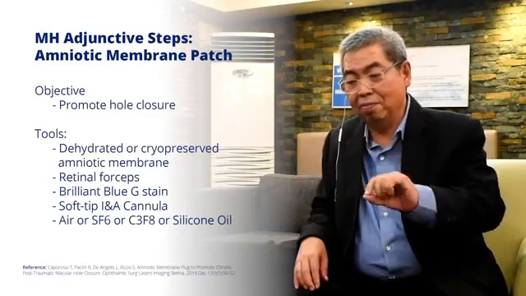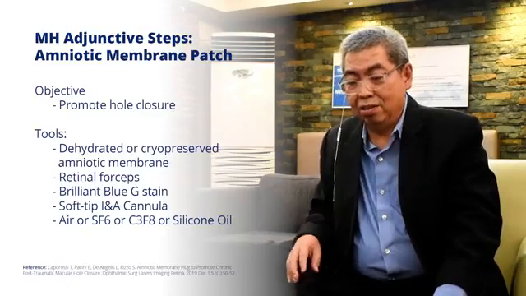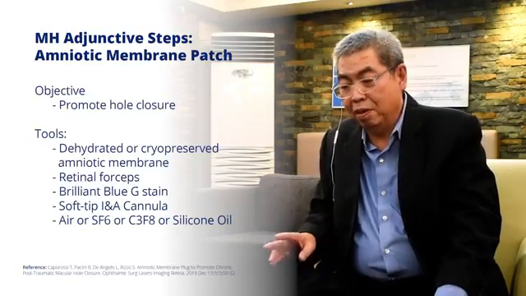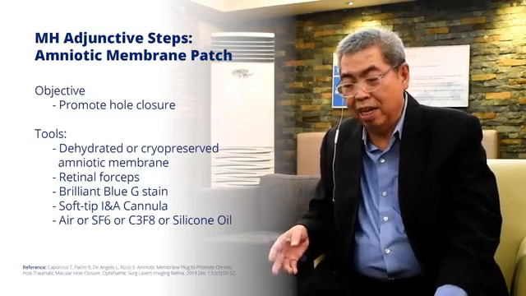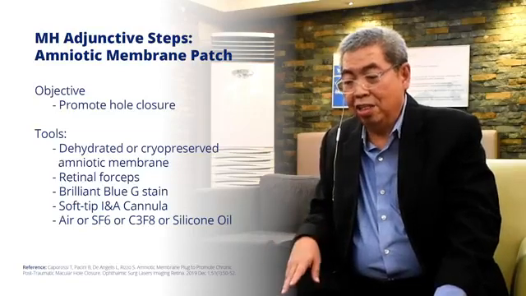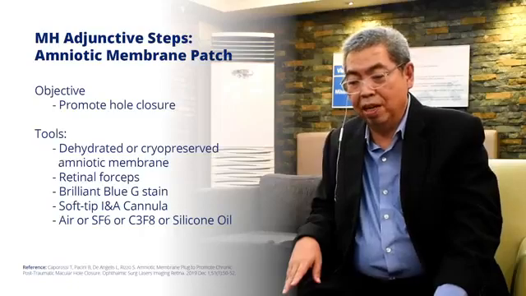This allows the amniotic membrane to be brought in easily through the trocars. A soft tip cannula is also helpful for maneuvering the amniotic membrane once inside the eye and when it's on the ocular surface. Tamponade agents can also help keep the amniotic membrane in place until the hole closes.